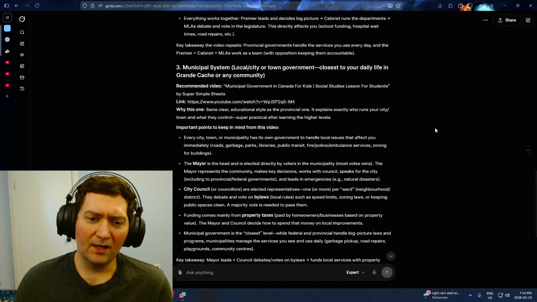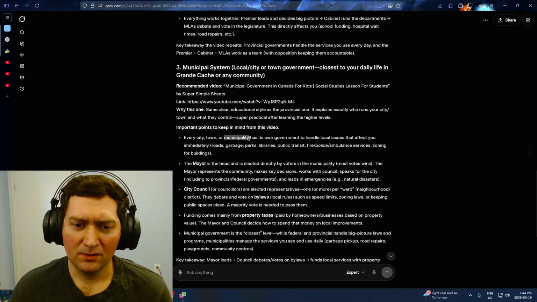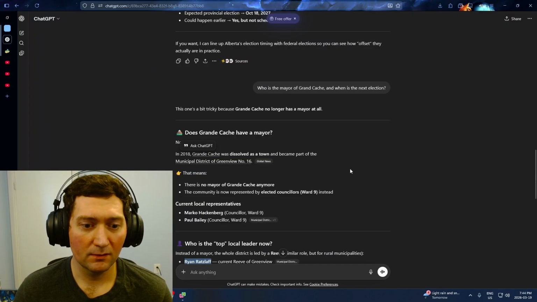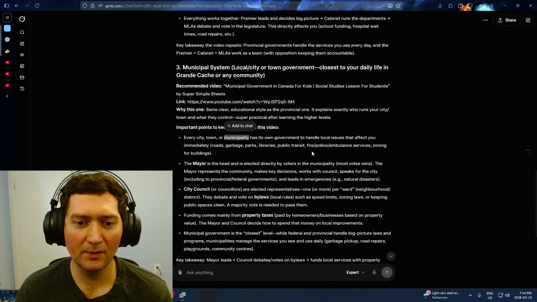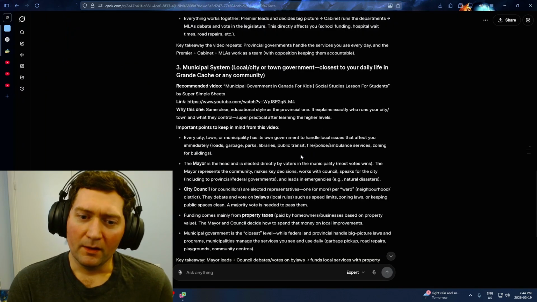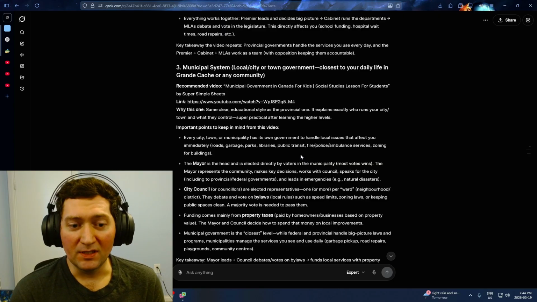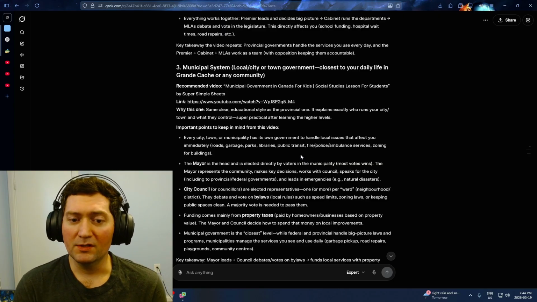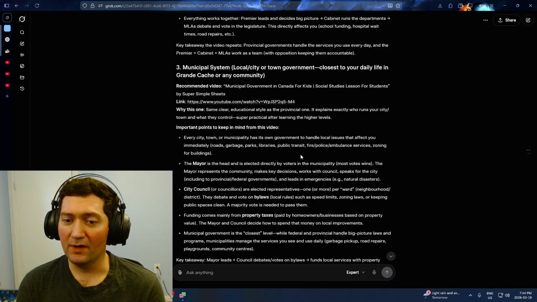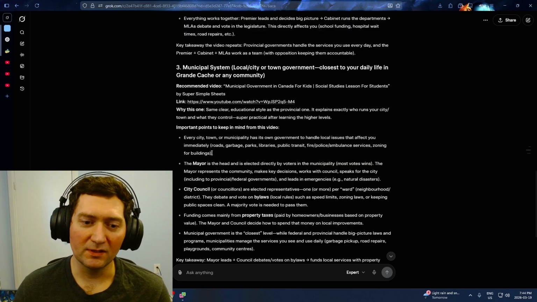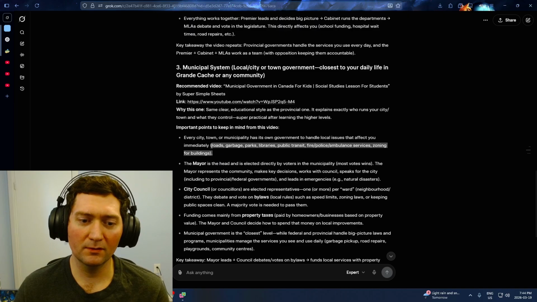Every city, town, or municipality, which we are in, I am in Municipal District of Greenview number 16. I gotta remember that one. Each municipality has its own government to handle local issues that affect you immediately: roads, garbage, parks, library, public transit, fire, zoning. That seems like the most important part.